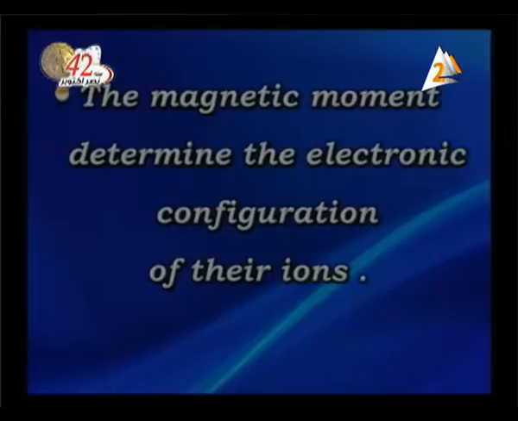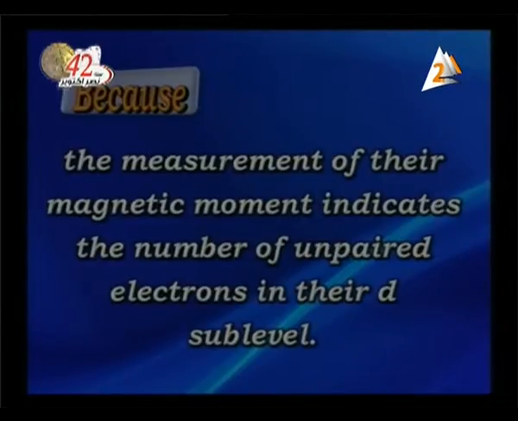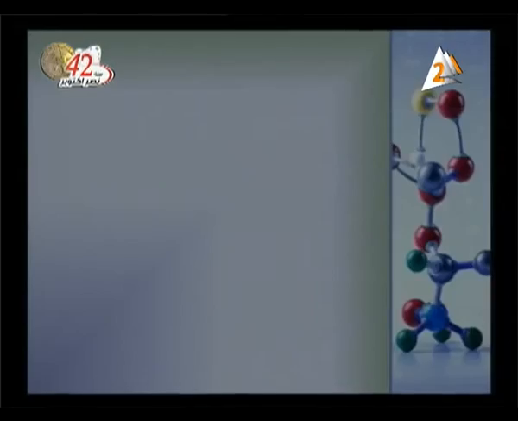My dear student, the magnetic moment determines the electronic configuration of their ions, and so we have to give reason for this point. The reason for that is the measurement of their magnetic moment indicates the number of unpaired electrons in their 3d sublevel.